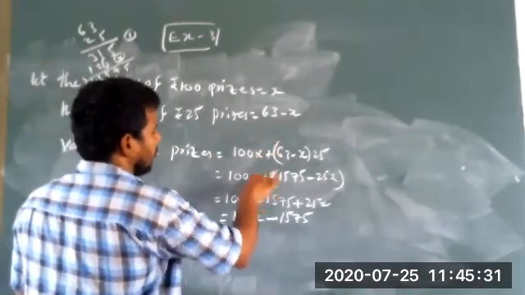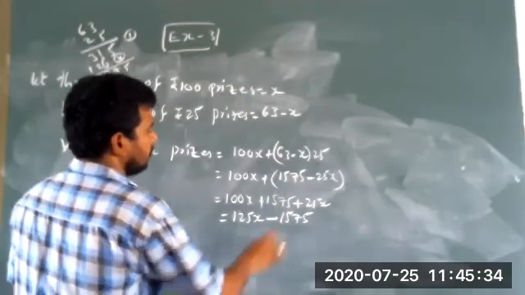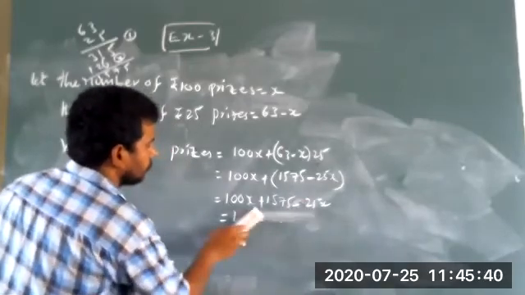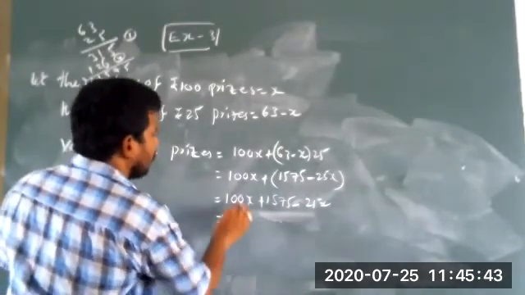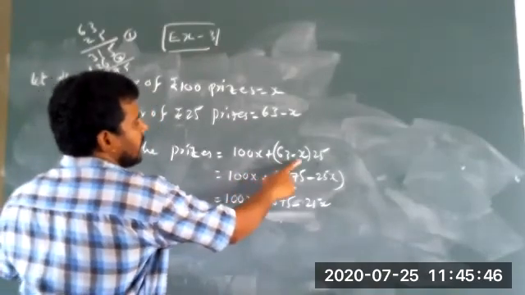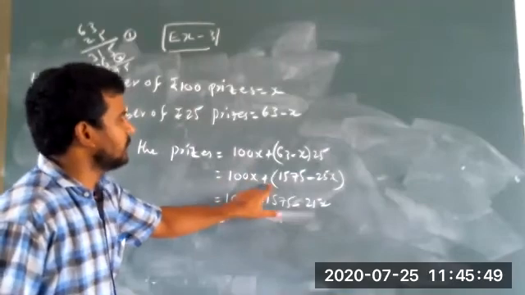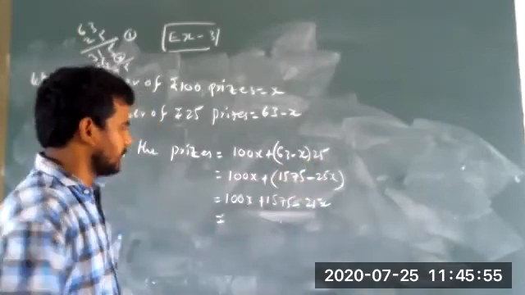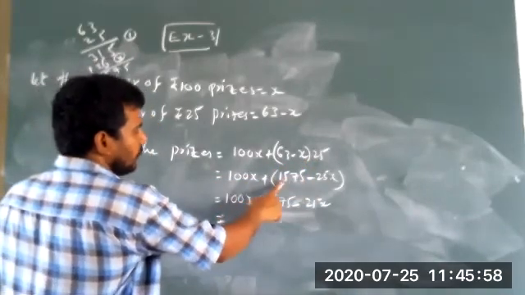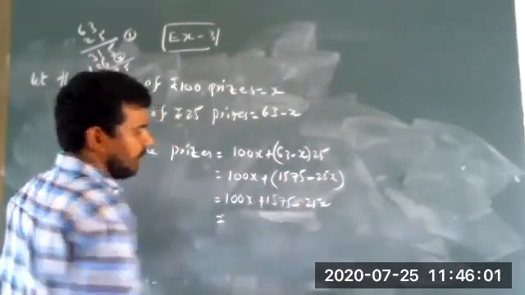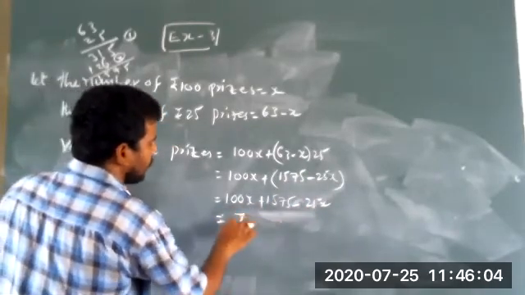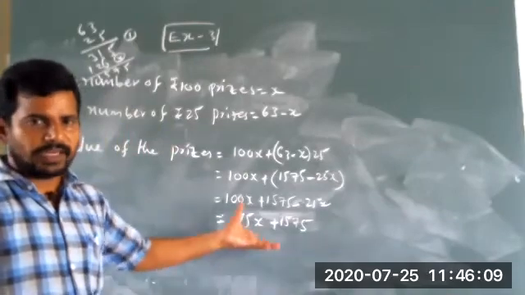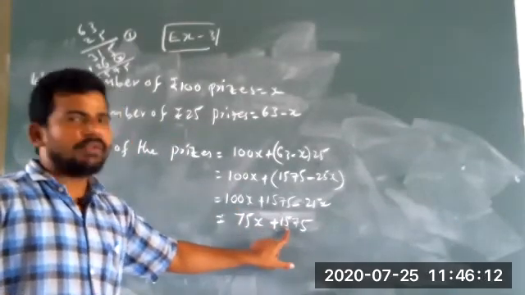So here plus, here plus, so here minus. Equal to, listen, 100x plus 63 into 25, 1575, minus 25 into x, 25x. Now it is 100x plus 1575 minus 25x. 100x minus 25x, total how much, children? 75x plus 1575. Is it clear?